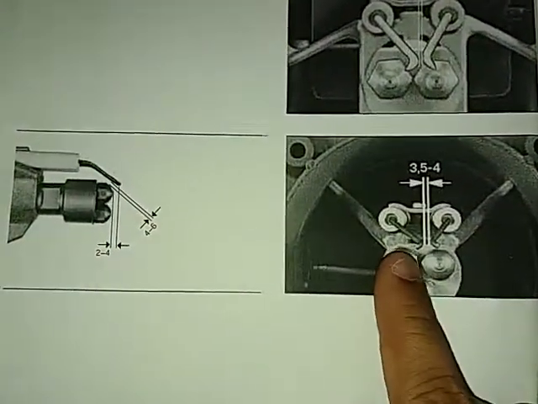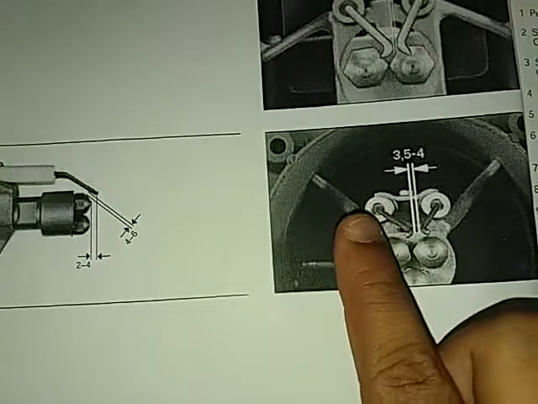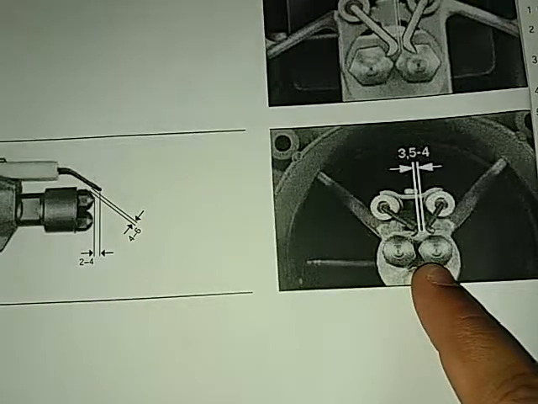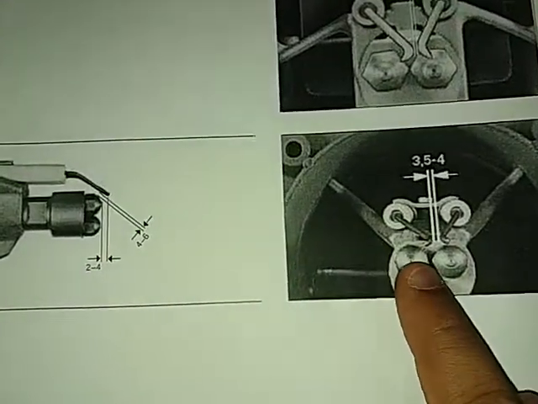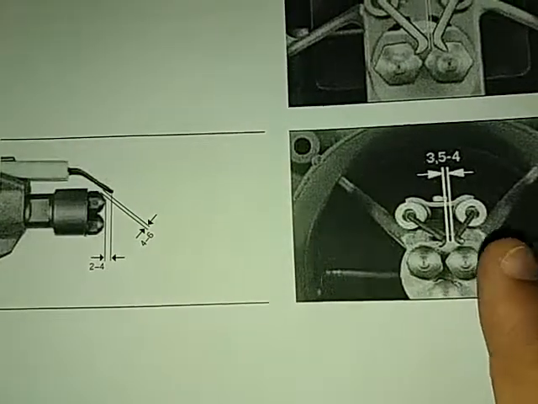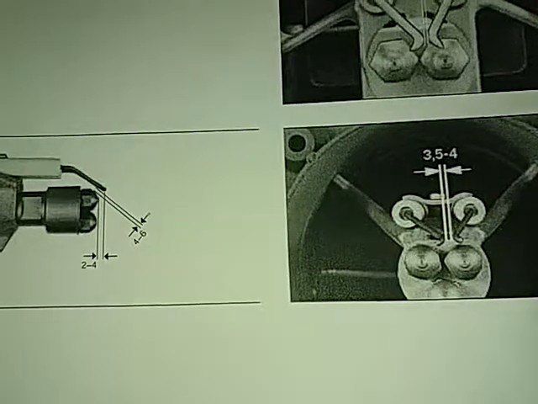Here is another example. As you can see, the two electrodes are closer to one nozzle, not between them, actually close to the first stage nozzle.